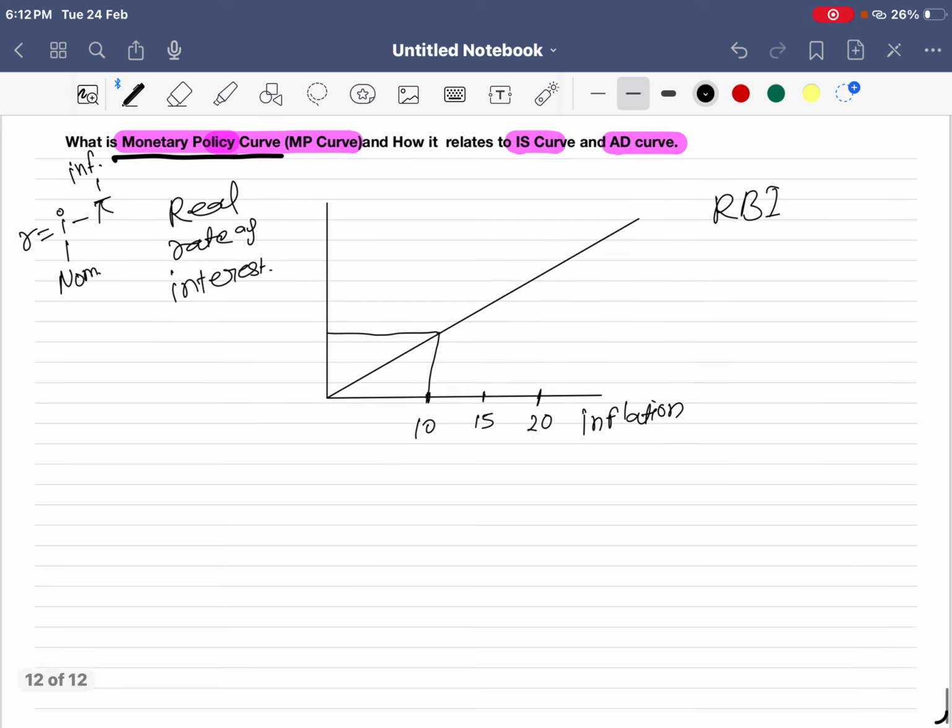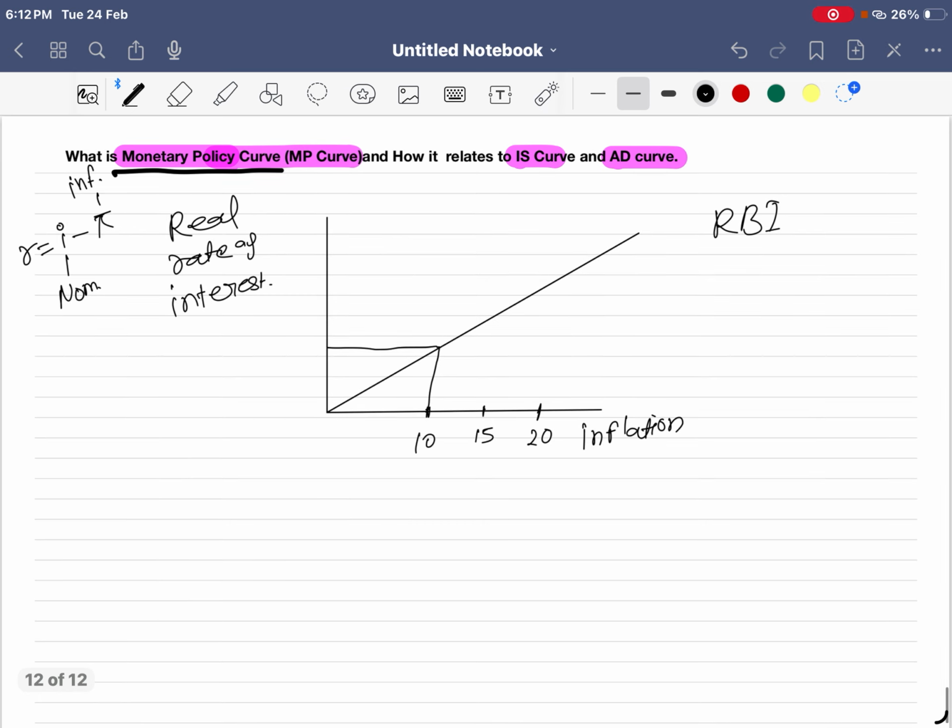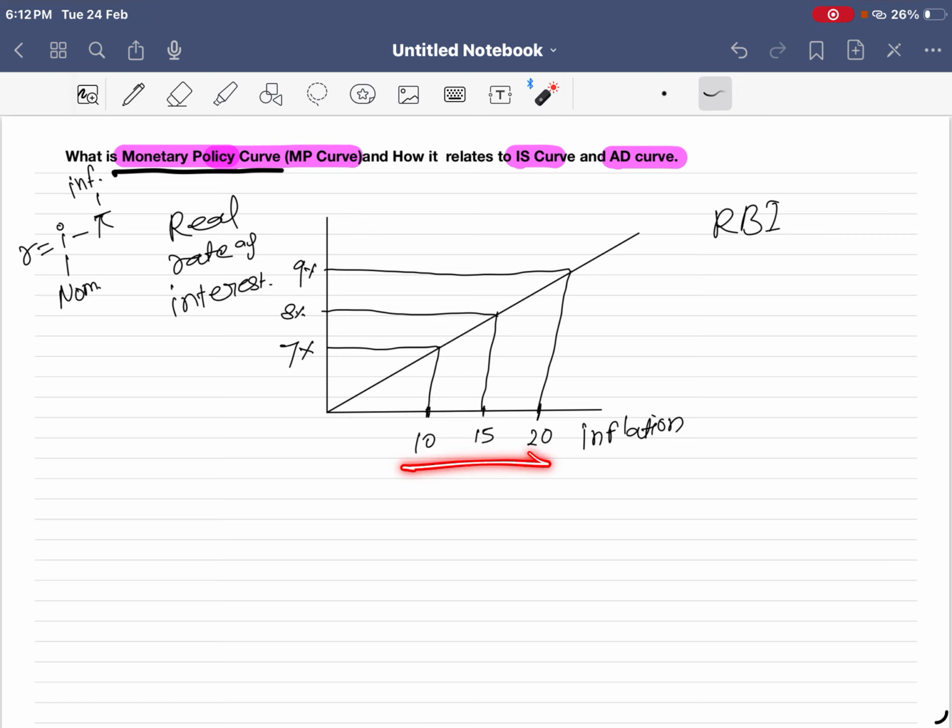So when the inflation has increased to 15%, we have to increase the rate of interest to, let's say, 8%. And when the inflation is increasing to 20%, we have to increase the rate of interest to maybe, let's say, 9%. So what is happening here? As the inflation increases, we have to increase the real rate of interest so that we will be able to control the overall inflation. How will it happen?